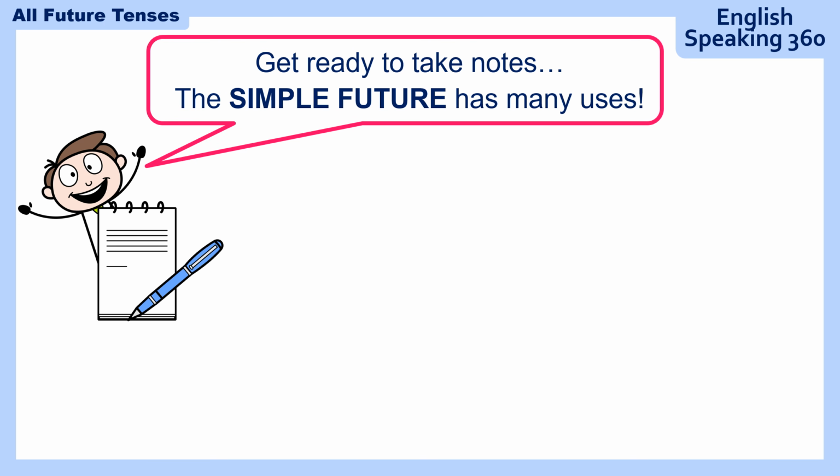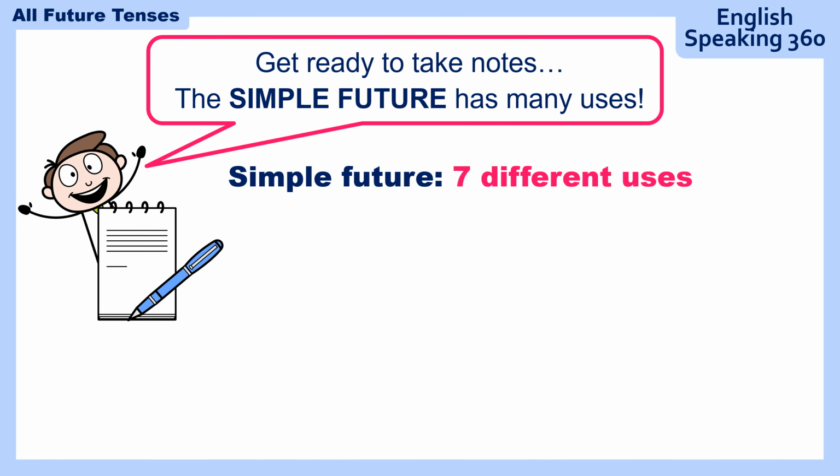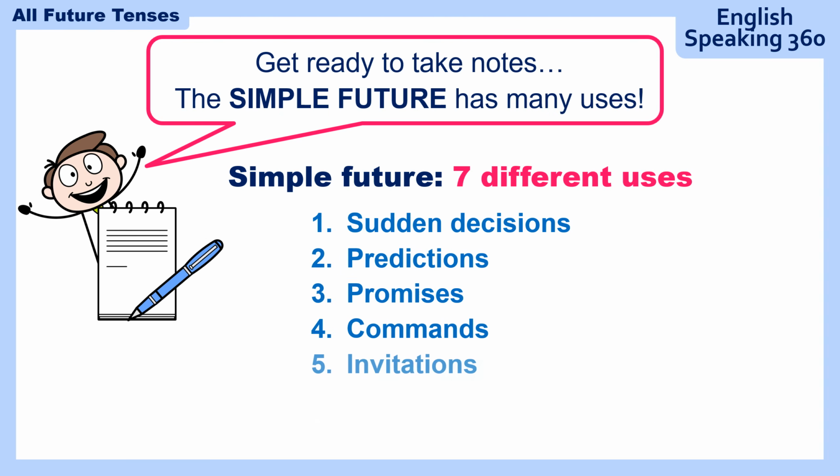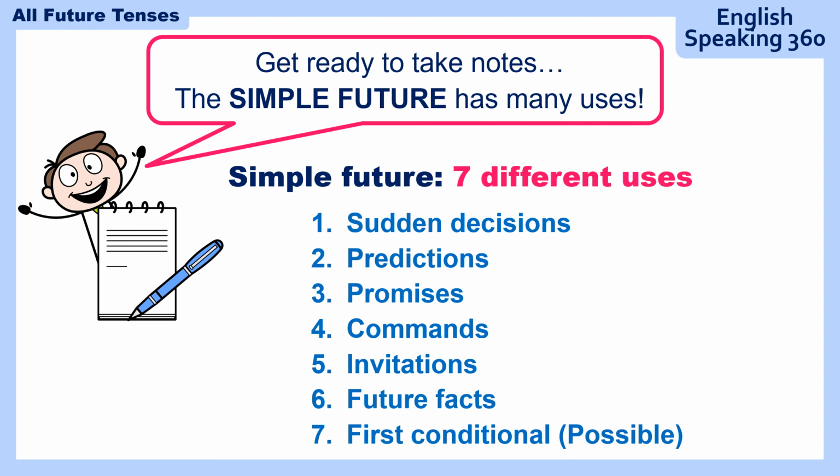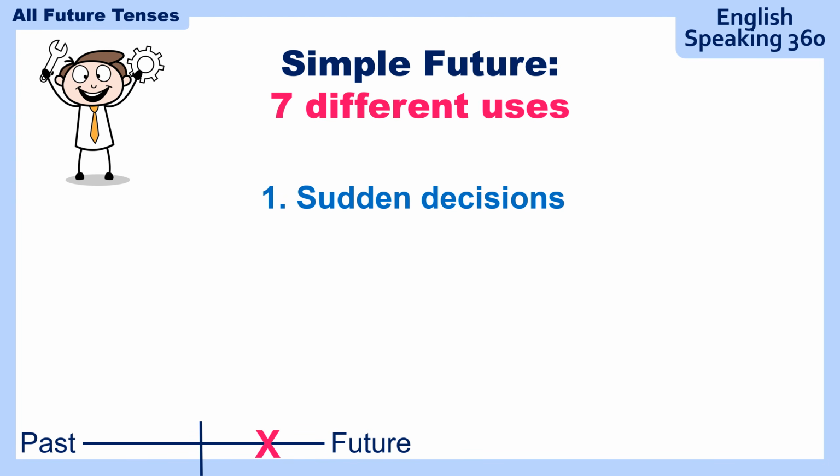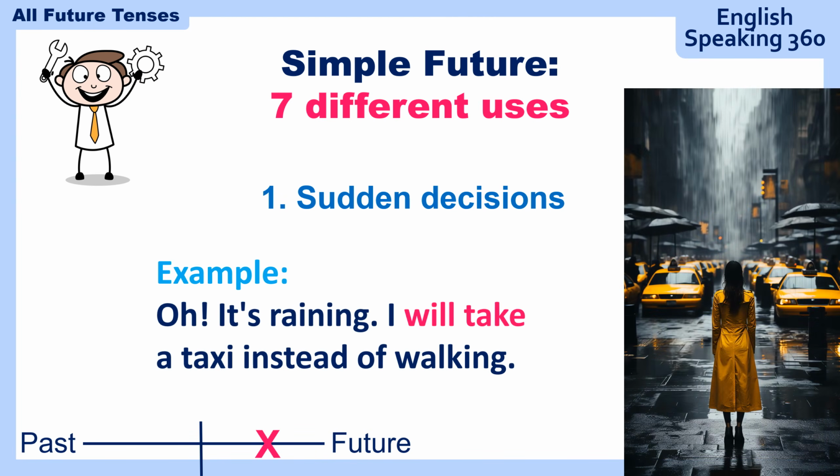Now get ready to take notes because the simple future has 7 different uses. So here they are. We're going to take each one of those and I'm going to give you many examples. Number 1, sudden decisions. We've already seen this one. Here's another example. Oh, it's raining. I will take a taxi instead of walking.